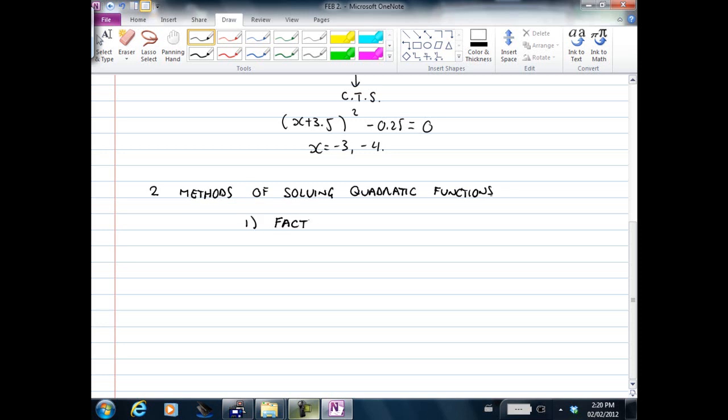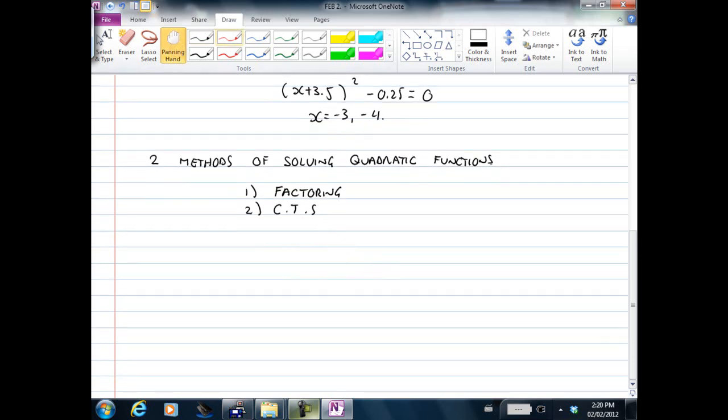Factoring. 2. CTS. Tomorrow I'm going to show you a third method. On the exam, some of you ask me, what's the best method to use? Guys and gals, the best method is really your choice. I can't tell you what the best method is. Factoring is the easiest, but with factoring, I'm going to show you some little hints.